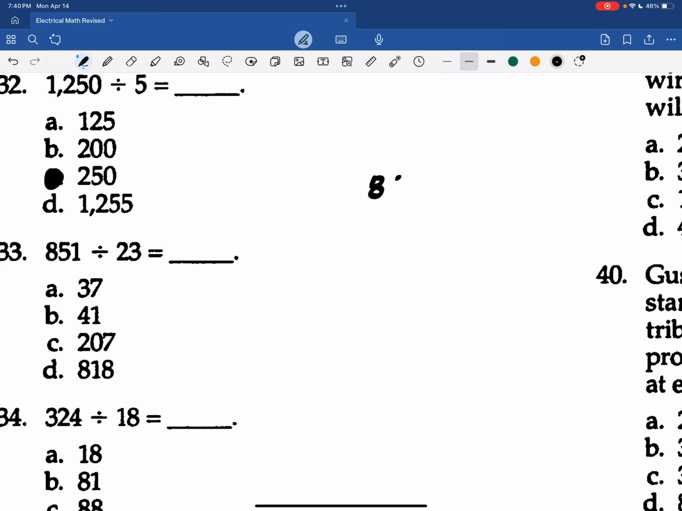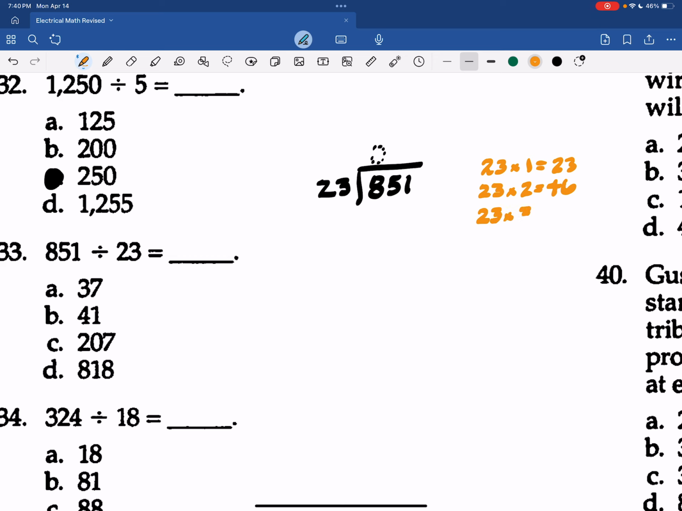851. This one looks like loads of fun. Divided by 23. 23 cannot go into 8, so we have to take it into 85. And if you don't need to do this, don't do it. I'm just doing it for those who may need to see this step. We know that 23 times 1 is 23. 23 times 2 is 46.